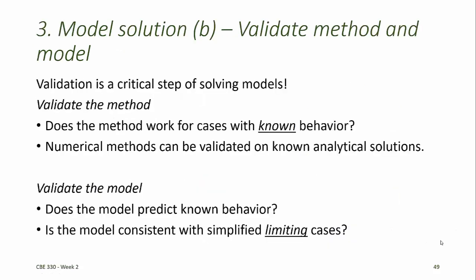The second step is to validate our solution method and our model. Especially when we develop a new method for solving a problem, we should always validate the method. Method validation can be done in a variety of ways. One way is to check to see that the solution method works for a case with known behavior. If we've developed an analytical method, then we should compare that analytical method to another method that we know works, or use it to solve a problem that we know the solution to. Numerical methods can be validated by applying the numerical method to a problem with a known analytical solution.